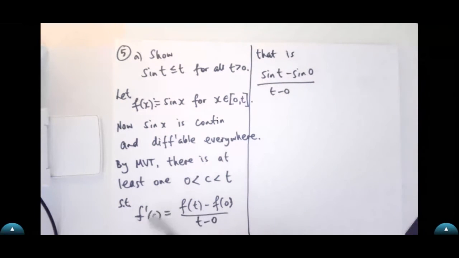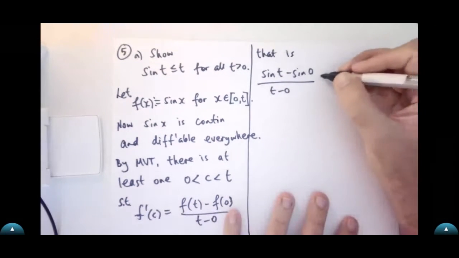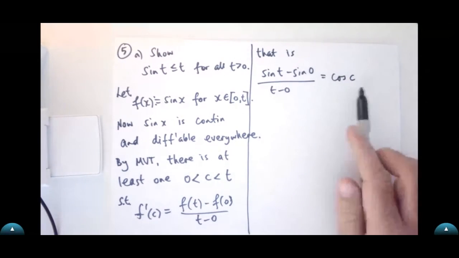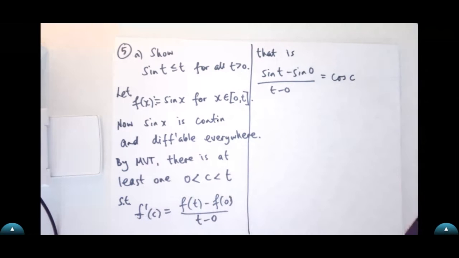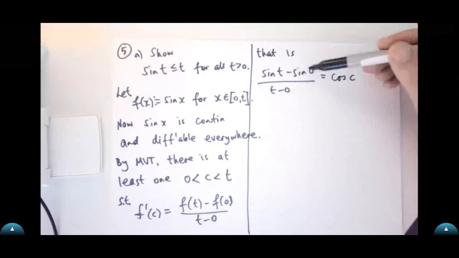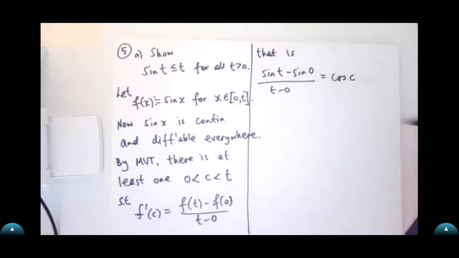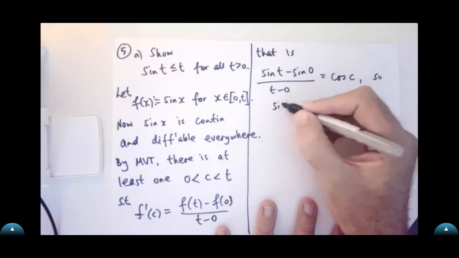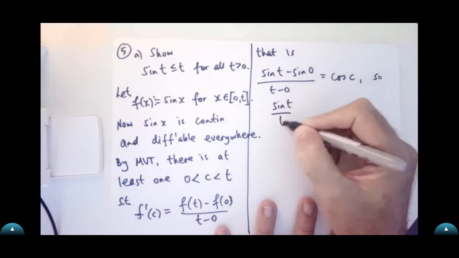Okay, what is the derivative of the sine function? Cosine. And I'm replacing x with c. Okay, now let's simplify. That's 0, that's 0. So we have this.